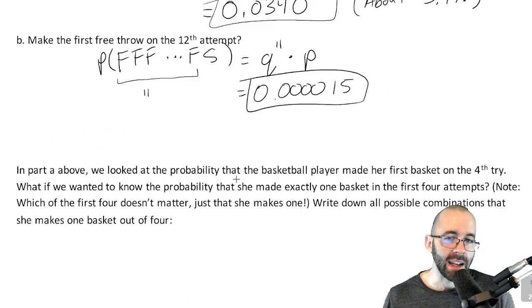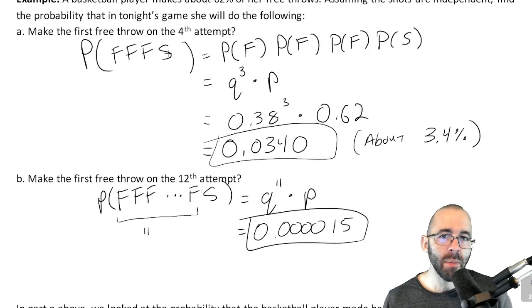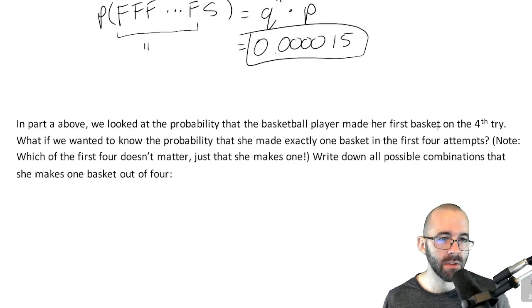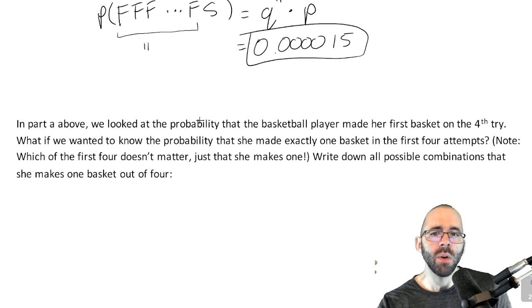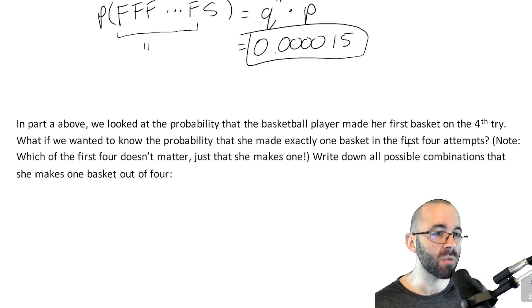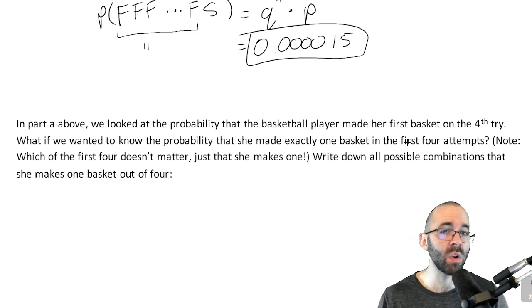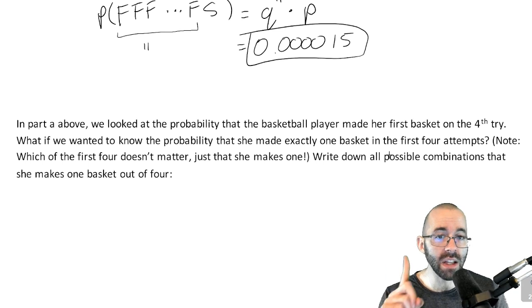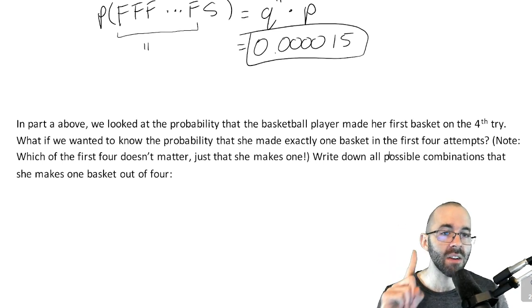So this is really leading somewhere. Here's where it's leading. First, we looked at what's the probability that the first success happens on the 4th one. It doesn't matter what happens after that 4th one. First basket on the 4th try. Well, what if we wanted to know the probability that she made exactly 1 basket in 4 attempts? This isn't the same thing. Now it doesn't matter which one she makes, only that she made exactly 1 out of 4.